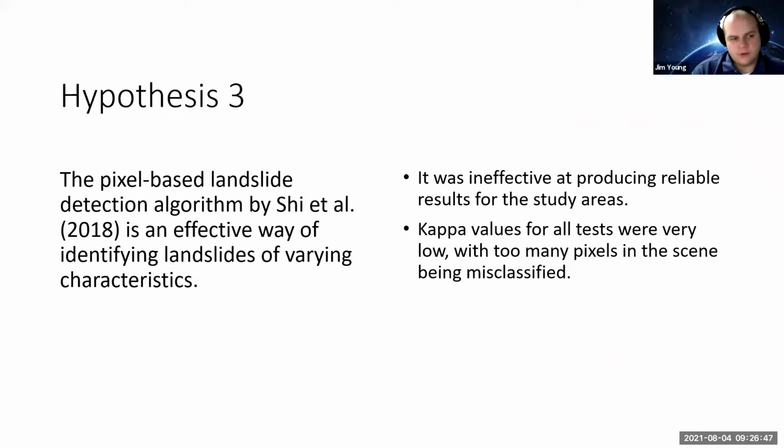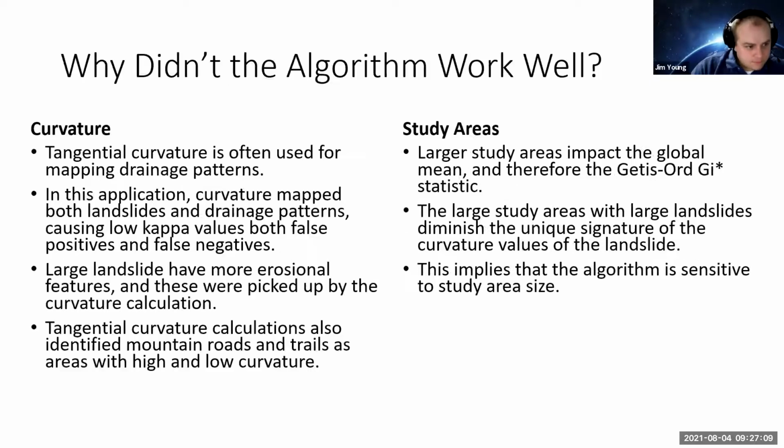Hypothesis 3 was about the effectiveness of the algorithm, and it was shown to be ineffective at producing reliable results for the study areas. Kappa values are incredibly low, at 0.05 to 0.1. It showed that too many pixels in the scene were being misclassified.